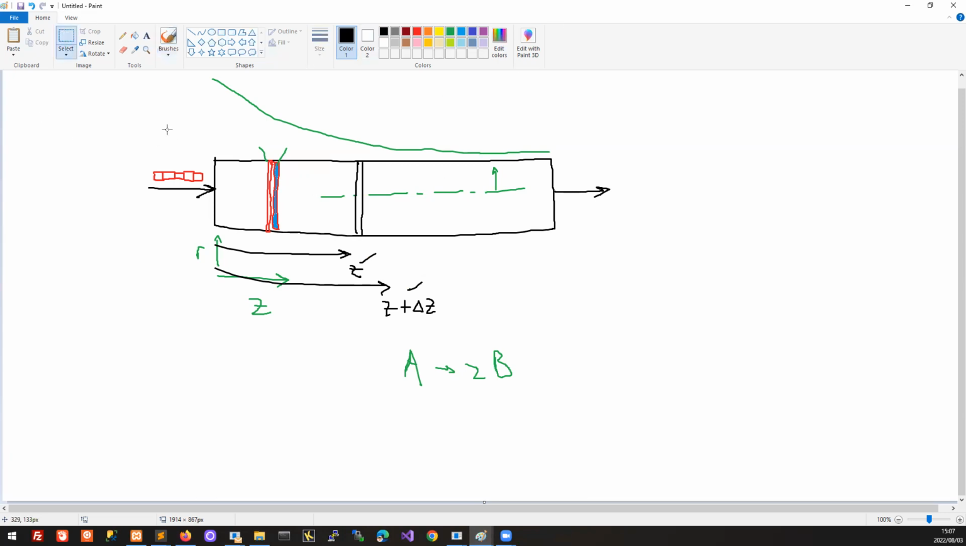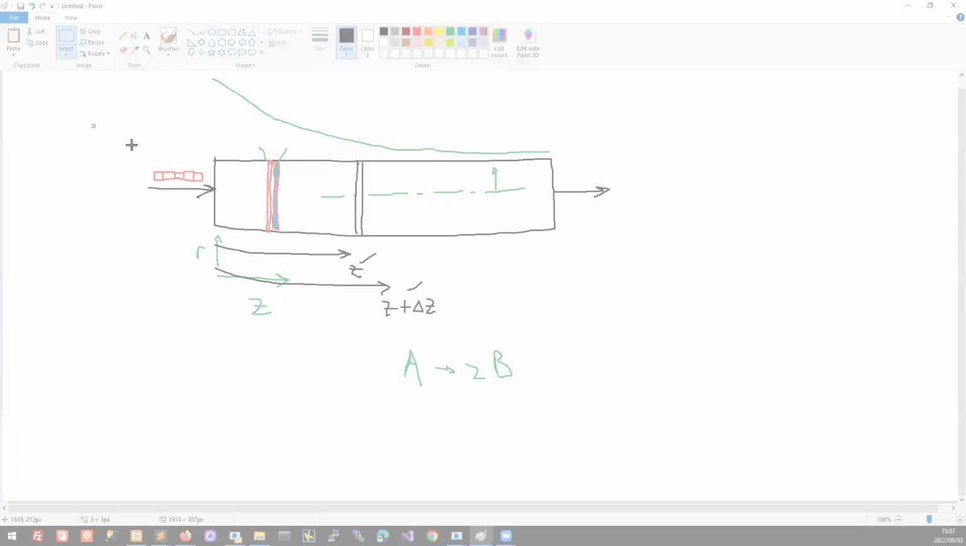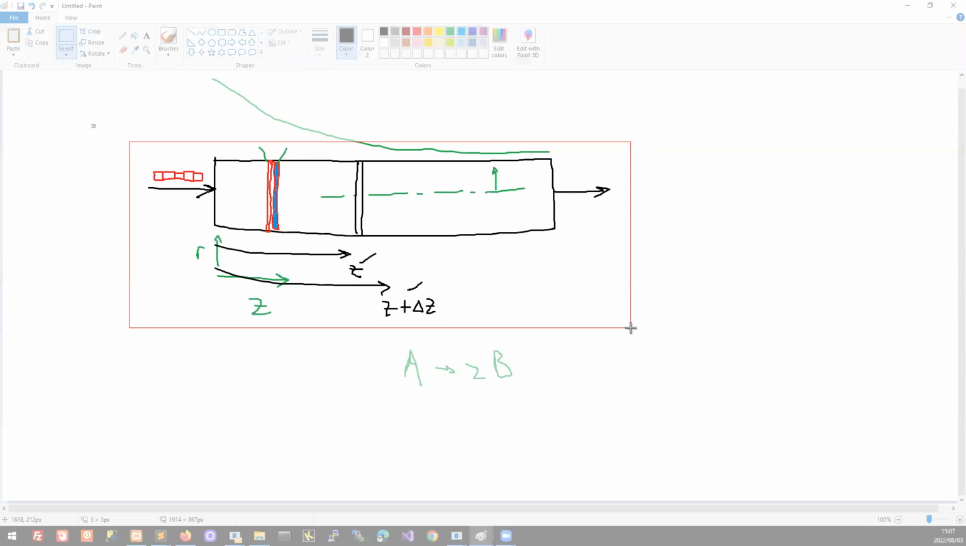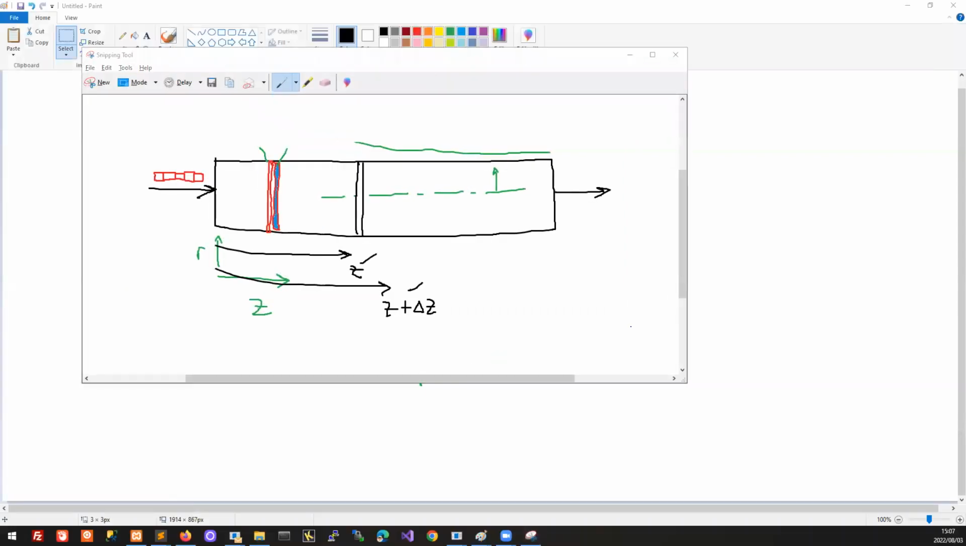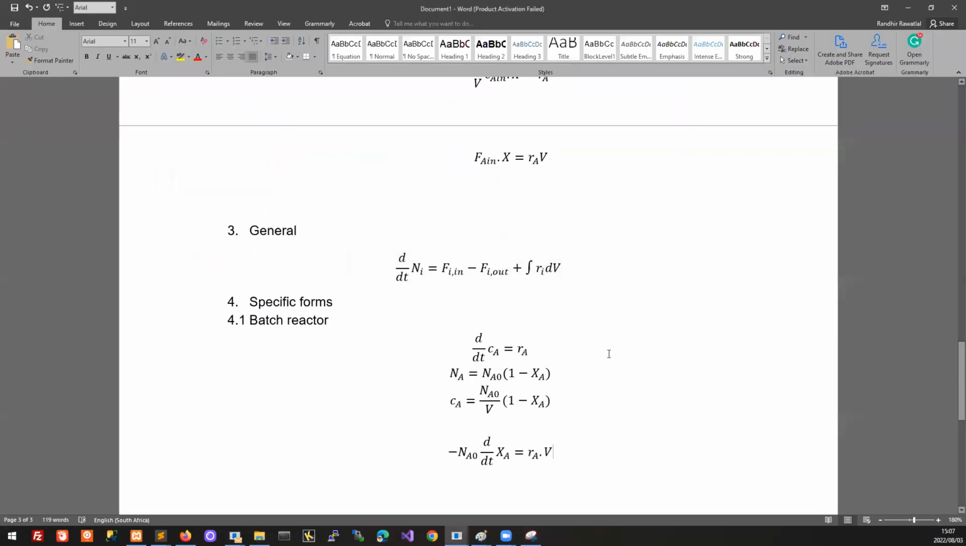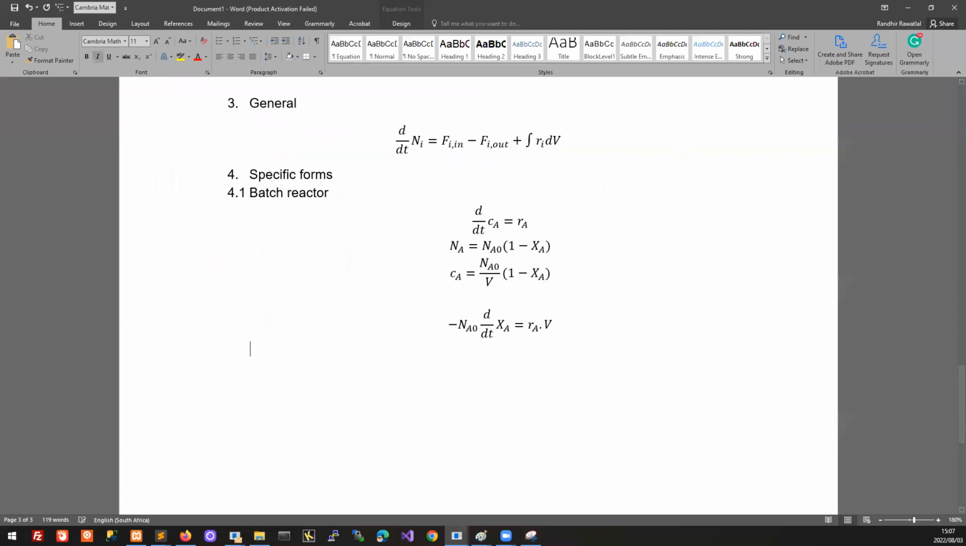Okay, let's just copy this thing ourselves. Right, so let's take this plug and write a nice little balance on it. So we are now talking about plug flow reactors.